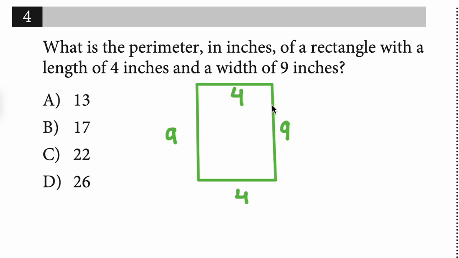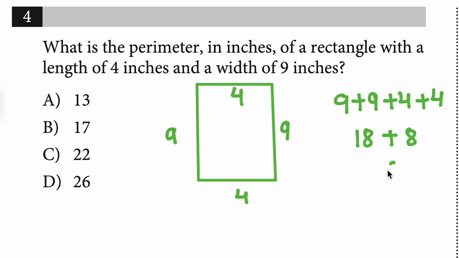So perimeter is actually the whole length of the whole boundary, length of all the sides. So that means 9 plus 9 plus 4 plus 4. So 18 plus 8, that is 26. Sum of that is 26. I have added these two first and these two first, but that's okay, whatever way you take, either way, sum is going to be 26. So the perimeter of this rectangle is 26 and D is the right option.